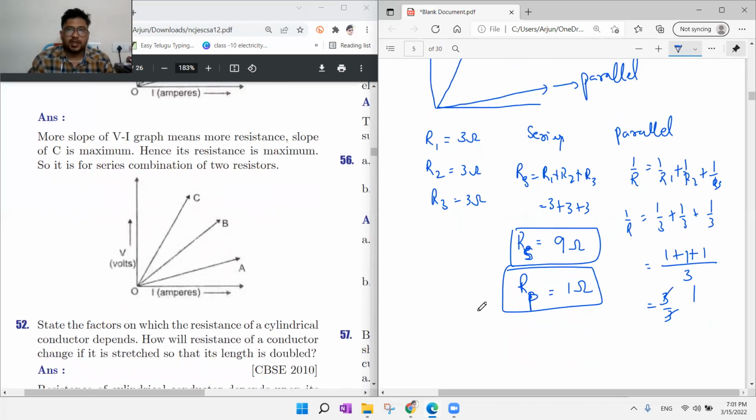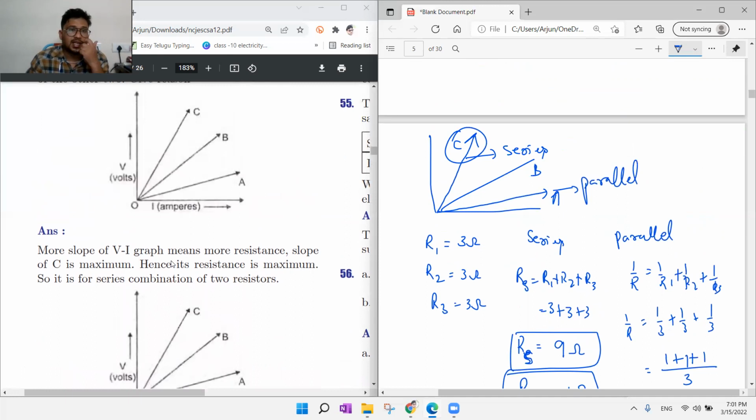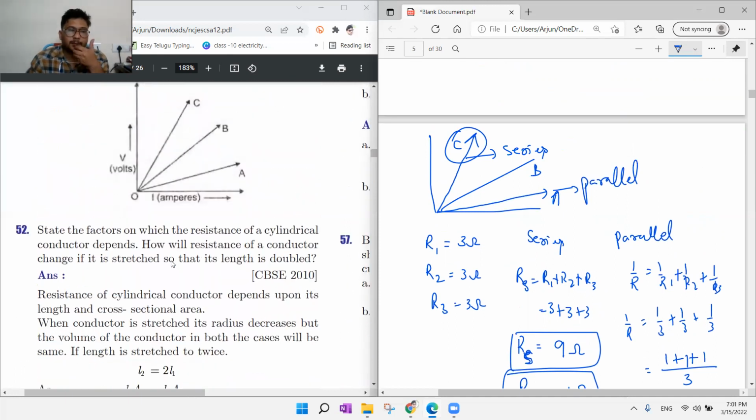Here if you observe, there are 3 slopes. This is A, this is B, this is C. C is maximum, so that is connected in series. In the question, if they ask which one is connected in parallel, you can write it as A.